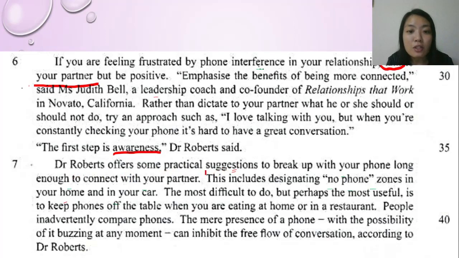Maybe this whole paragraph is talking about some suggestions to break up with your phone long enough to connect with your partner. This includes designating no phone zones in your home. The most difficult to do, but perhaps the most useful, is to keep phones off the table when you're eating at home or in a restaurant.